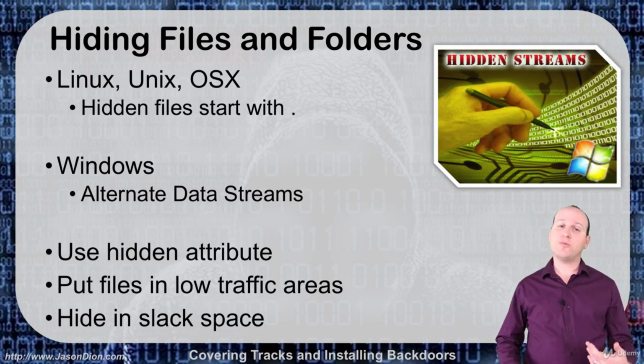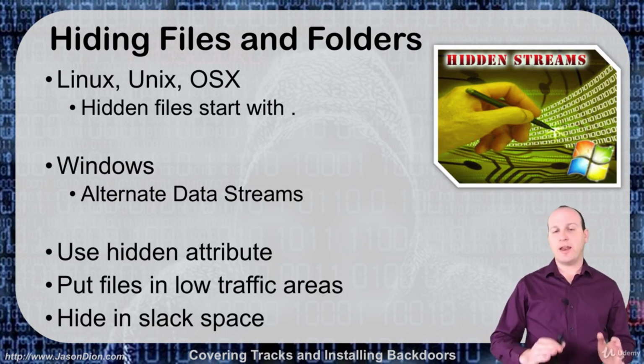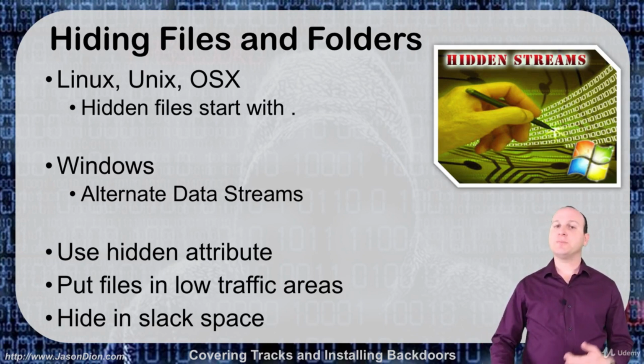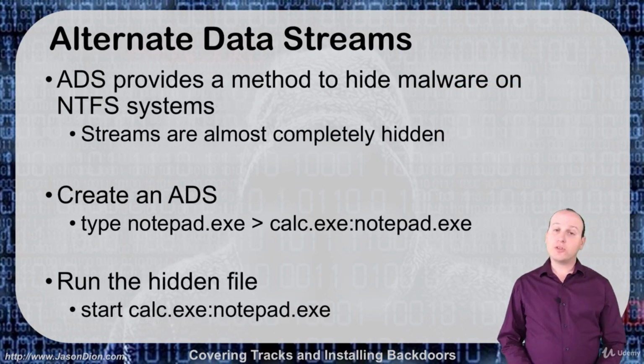So in Windows, you do the +H, that's going to show it as a hidden file. You can also put files into low traffic areas. How often do people go and look at the C:/Windows/System32 folder? Probably not very often, so we can hide some stuff in there if we wanted to. The other thing you can do is you can hide things in slack space. Slack space is not directly accessible by the operating system, but there's tools that you can use to go and use that empty space on the hard drive and put files there that are then accessible to you and not to the general public.